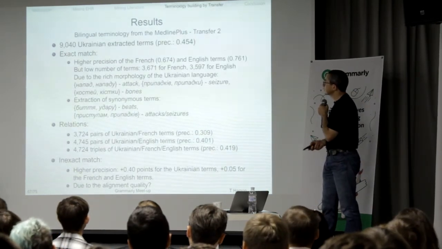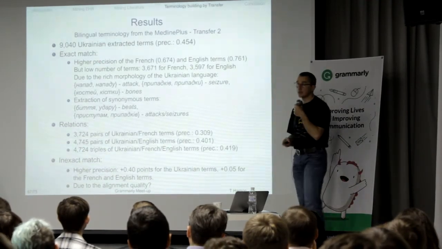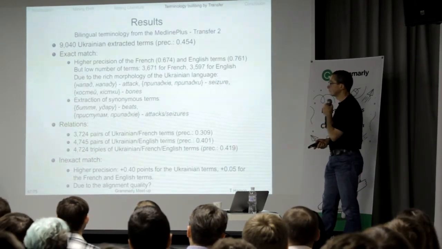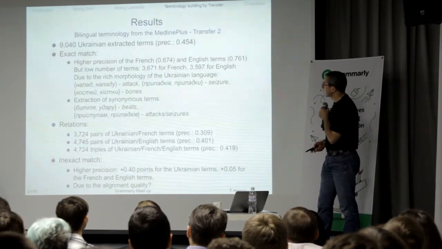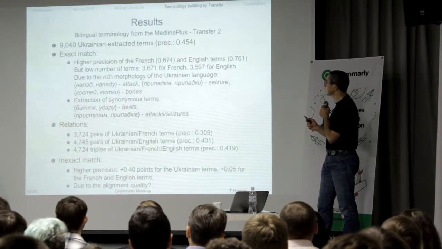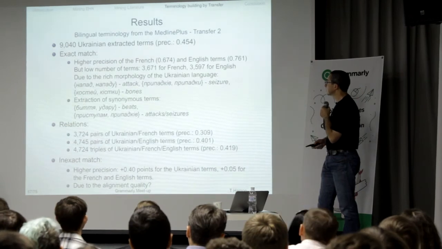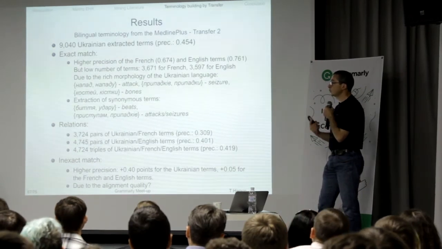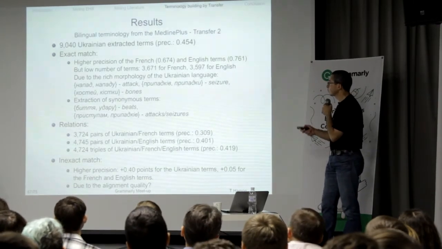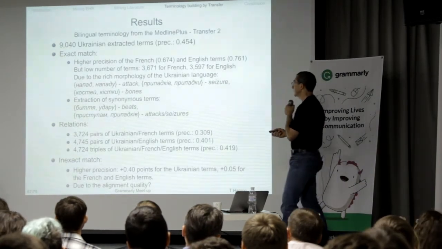For the second transfer method, we obtain 9,000 Ukrainian extracted terms, but the precision is lower, only 0.45. There is a higher precision for the French and the English terms, but a lower number of terms for French and English. We assume that it is due to the rich morphology of the Ukrainian language. So we have different kinds of forms for the same term, and so on.